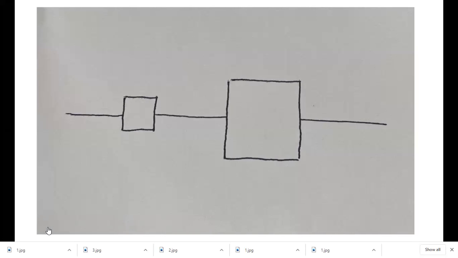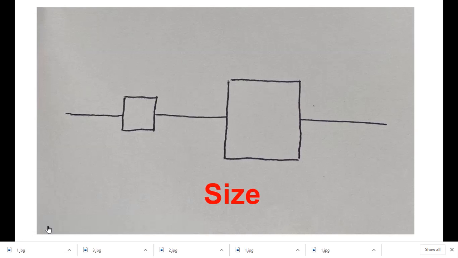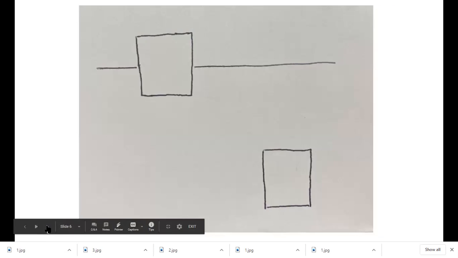What's going on here? What is creating a sense of depth? It is size. So our brains typically see big things as being closer and smaller things as being further away. So we have two squares here in pretty much the same spot on the paper, but one is big and one is small. So our brains interpret the big one as close and the small one as further away.